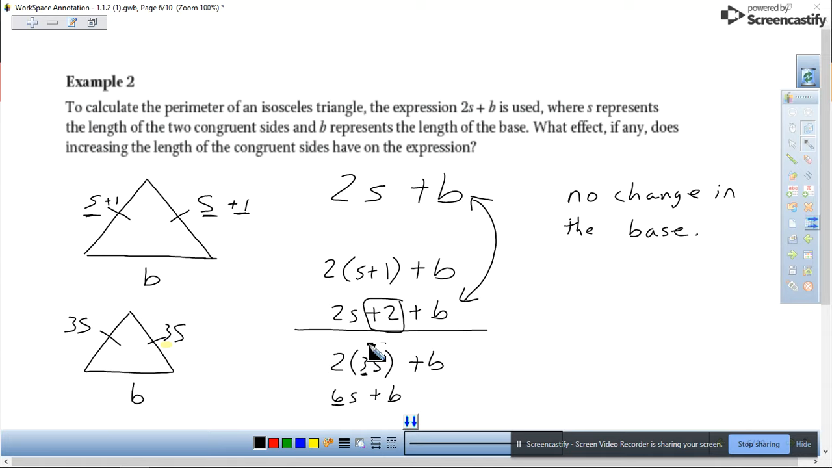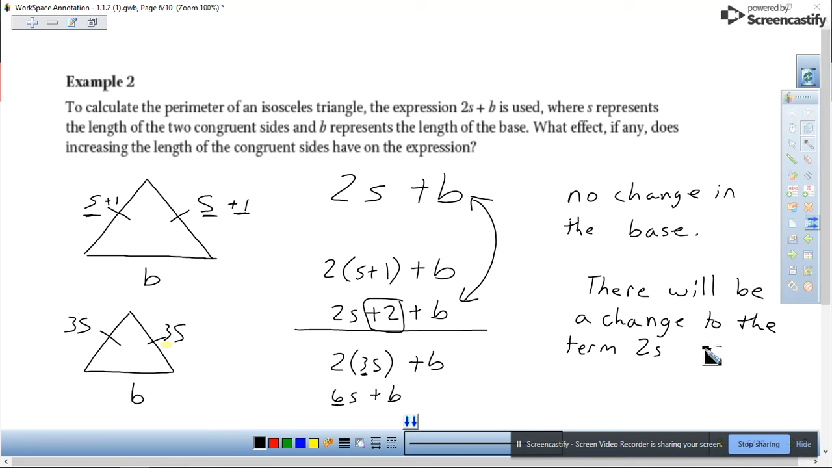So how did you finally answer this question? What effect, if any, does increasing the length of the congruent side have on the expression? So there will be a change to the term 2s, but no change to the b term.